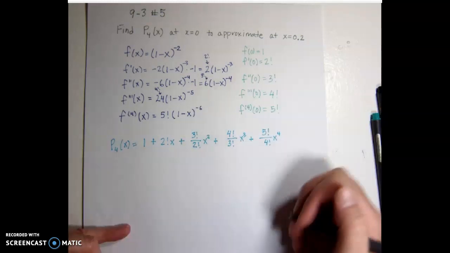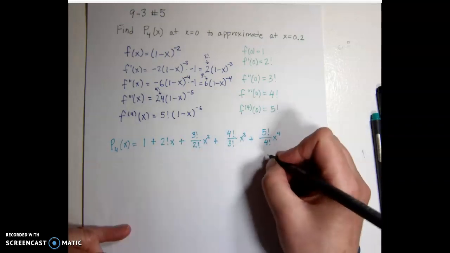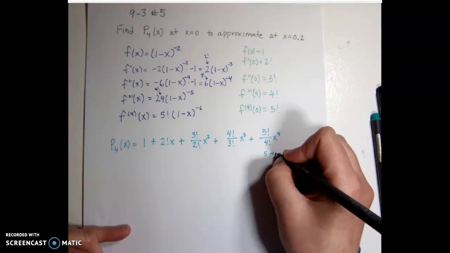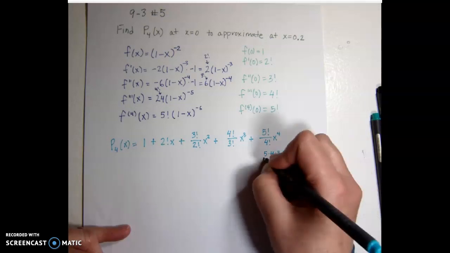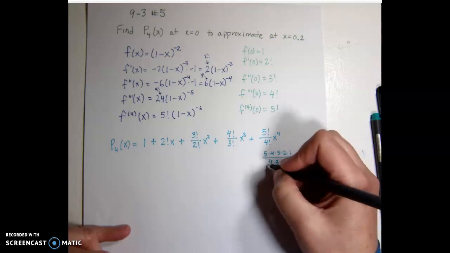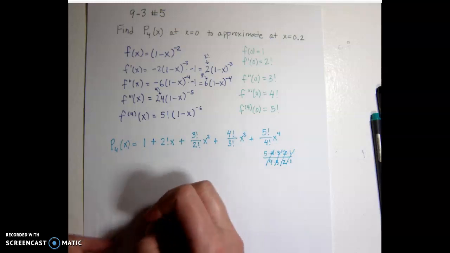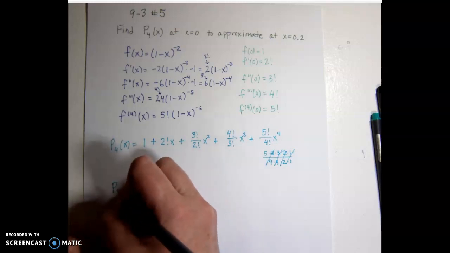And one nice thing about this is that stuff just winds up canceling beautifully, because like 5 factorial is 5 times 4 times 3 times 2 times 1. 4 factorial is 4 times 3 times 2 times 1. So really 5 factorial divided by 4 factorial is 5. So my fourth degree polynomial is really this.